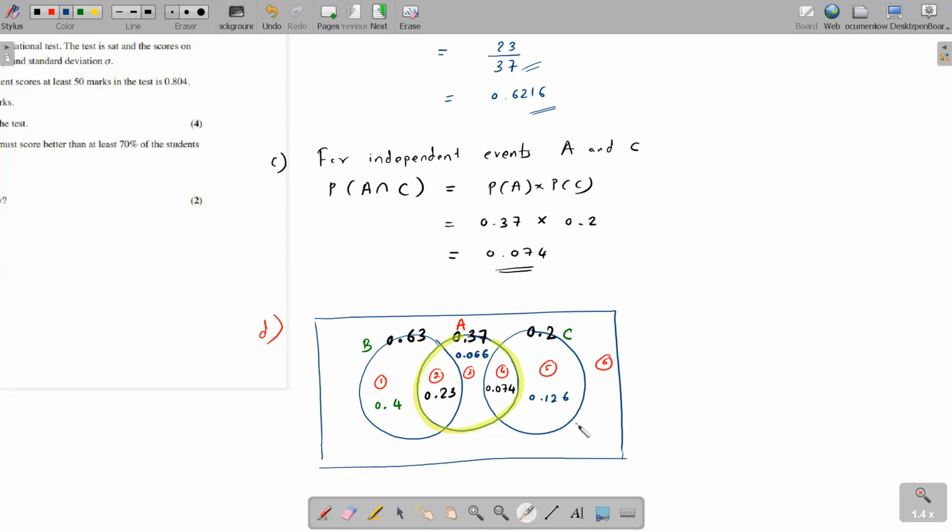You are not done yet because you have to give all the regions. The outside region also must be found, which means all these 6 regions have to add up to give you 1. So you add everything: 0.4 plus 0.23 plus 0.066 plus 0.074 plus 0.126, and you subtract it from 1. Or you can be a little bit smart. You can take the entire circle A as 0.37 and add region 1 and region 5. 0.37 is covering 3 regions in advance. 0.37 plus 0.4 plus 0.126 covers everything, and then you subtract it from 1. How much is region 6?